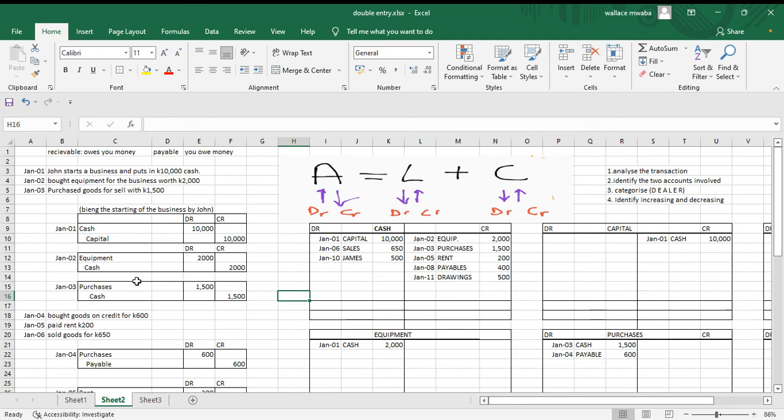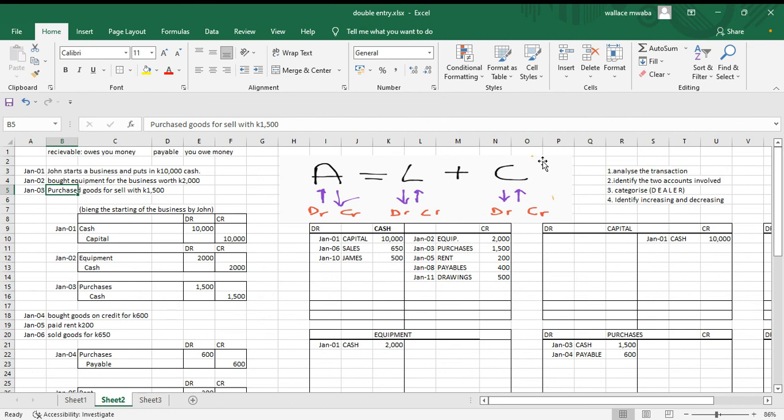January 3rd, purchased goods for sale worth 1,500. What's happening here? We are buying inventory, goods for resale. You must know the difference between purchases and inventory. Purchases is the cost of getting inventory. Inventory is things that you already own. Purchases are what you are buying now.